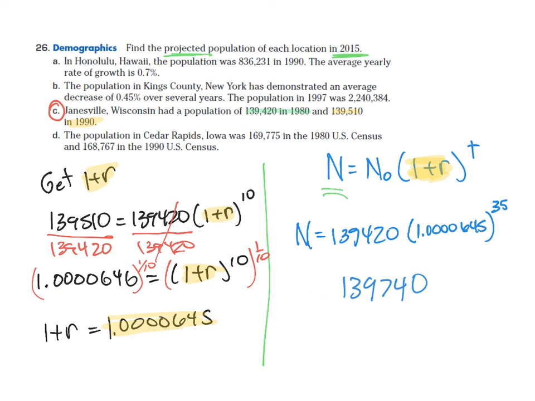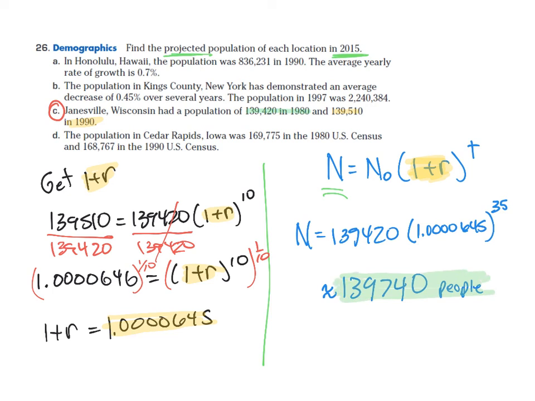And we'll go ahead and make that an approximate answer there. Because I did have to round off to the nearest person, and because I also rounded off my 1 plus R here, even though I went to 7 digits, it's possible we missed a little bit there. But we've got 139,740 people projected to be the population of Janesville, Wisconsin in 2015. And so this is our answer right here.